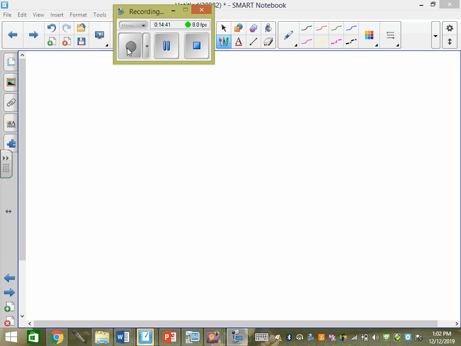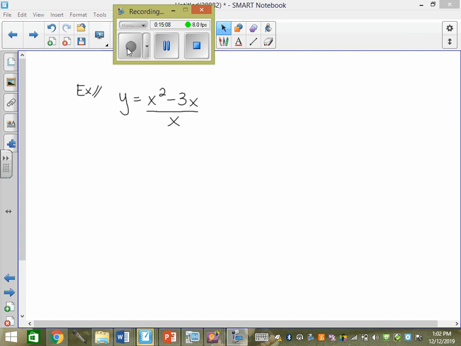Okay, so an example. Y equals x squared minus 3x over x. So for all of these, we are going to state asymptotes, points of discontinuity if they exist, domain and range. That is what we're going to do. Yes, discontinuity. This one for sure does, because it has a squared and the x's will cancel. That's the key part.